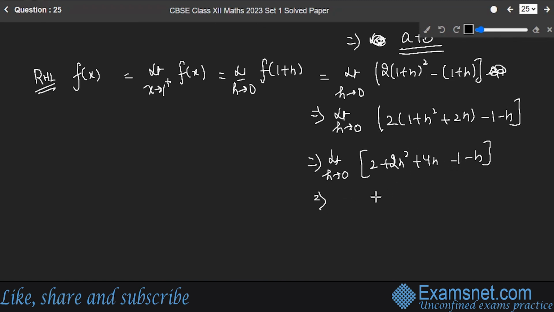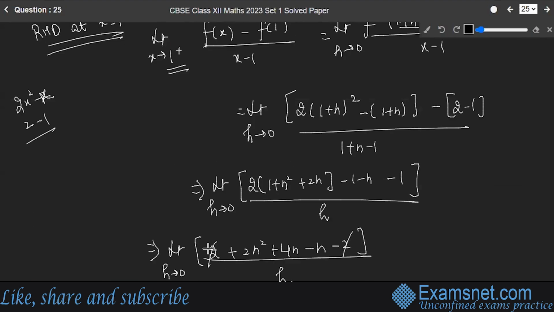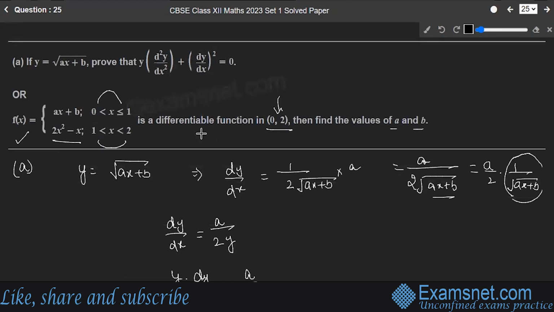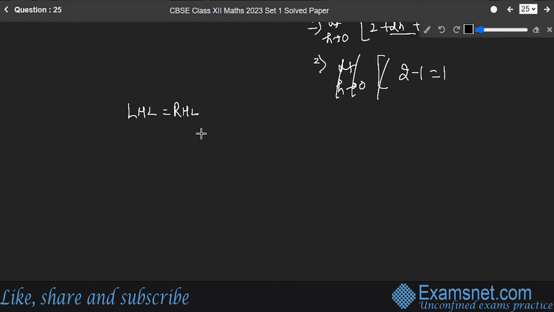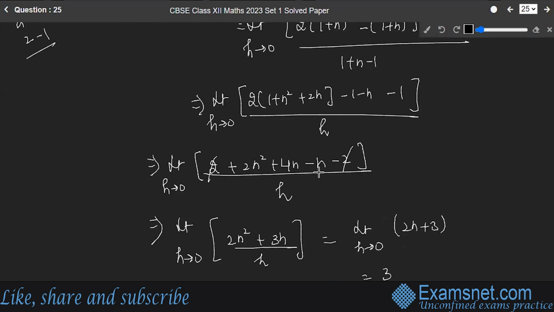This gives you limit h approaching 0. This is 0, this is 0, this is 0. So 2 minus 1, that is equal to 1. Now the left hand limit is equal to right hand limit, because it is given that the function is differentiable here. So a plus b is equal to 1. We already had the value of a as 3, so b comes out to be minus 2. You got the two values: we got the a value as 3 and b value as minus 2.